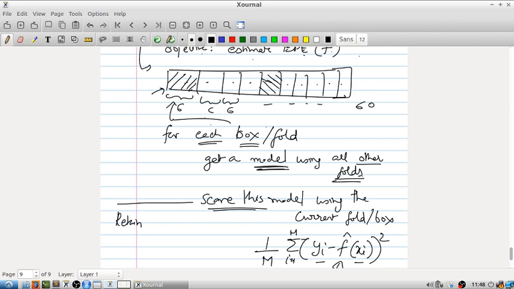So all I'm saying is for every box, the focus is on a fixed box, and I get a score. I fix the box, I build a model, I use the model to evaluate on this box's observations, so I get a number. I can repeat the whole procedure for every different box. I'll ignore the models, since the models will be different every time, but I'll retain the scores, okay? And then I'll just average those numbers.